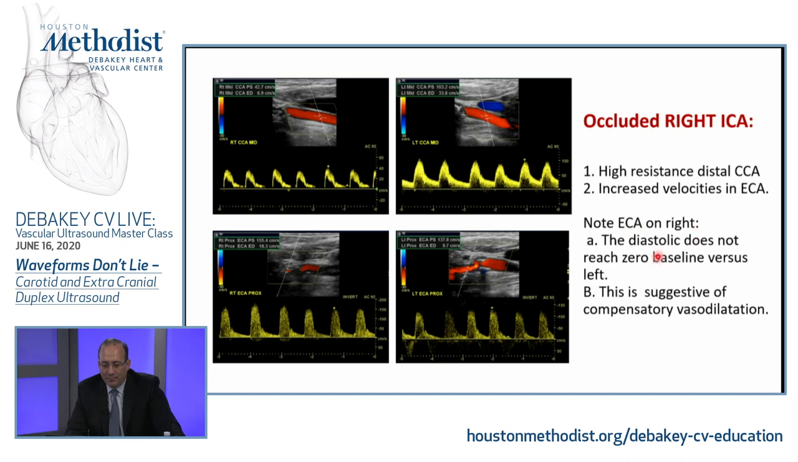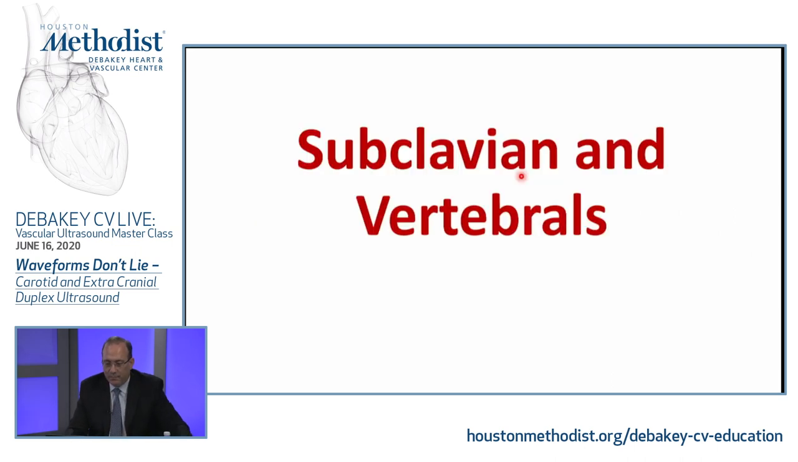Let's look at the left side. On the left side, because the right side internal is occluded, the left side is picking up the slack, and there's increased higher velocities, okay, and more low resistance because they're picking up for that collateral flow that we're seeing from the left side to try to supply the right side. And this is sort of compensatory vasodilatation. This is one of those examples. Again, the external carotid also lower resistance here because the body is trying to compensate, and the left side is trying to pick up that work that should be done by the now occluded right internal carotid artery.